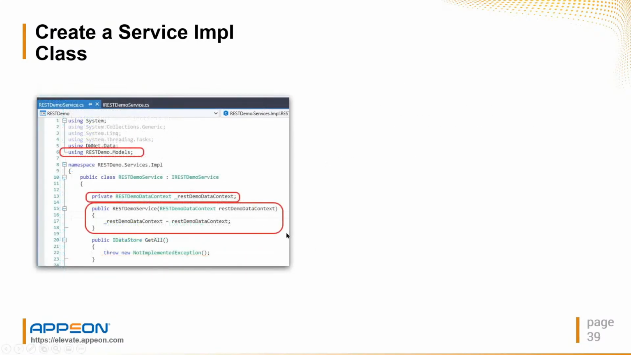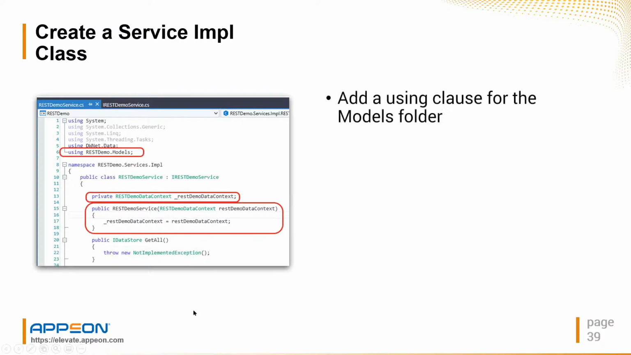Okay, so before we get to implementing those, there's a little structuring we need to do. Remember the data context? Well, what we need to do is add a reference to the models folder and declare a private instance variable of the data context. And then we're going to add a custom constructor for this service that takes the data context by reference and assigns it to the instance variable. At that point, we can then use that data context in all our methods.